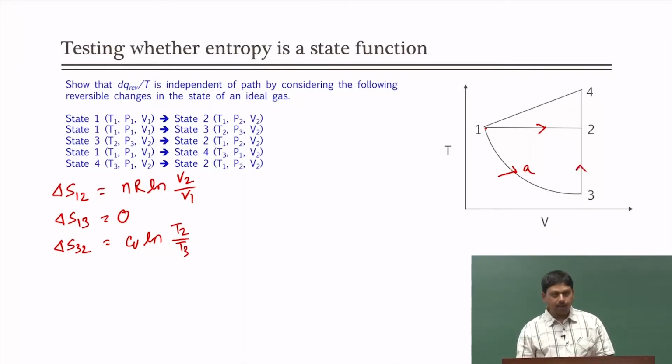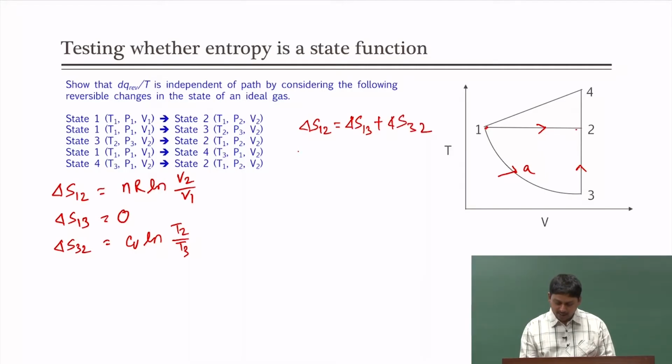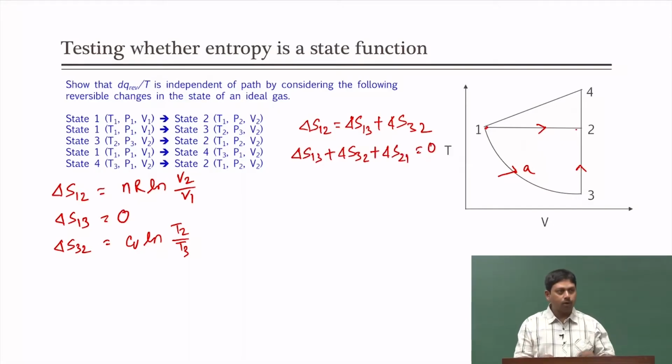If you want to calculate a cyclic process, however, you have to be careful. If I go from 1 to 2, that is the same as going from 1 to 3 plus 3 to 2. So, we can write delta S12 as delta S13 plus delta S32, or we can write that delta S13 plus delta S32 plus delta S21 is equal to 0. In that case, we are following the cycle in the same direction, that is very important.